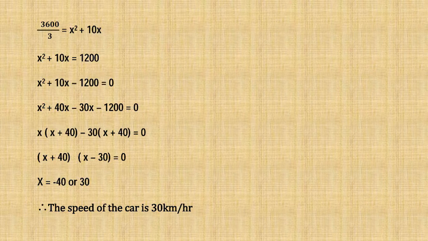You will get a quadratic equation, x square plus 10x minus 1200 is equal to 0. So here also we have two values. One is x is equal to minus 40 or 30. So the speed of the car is 30 kilometer per hour.